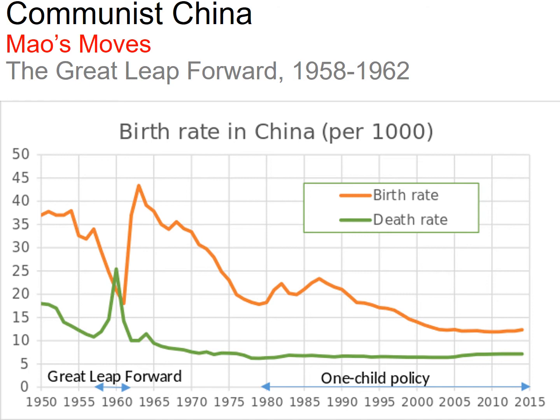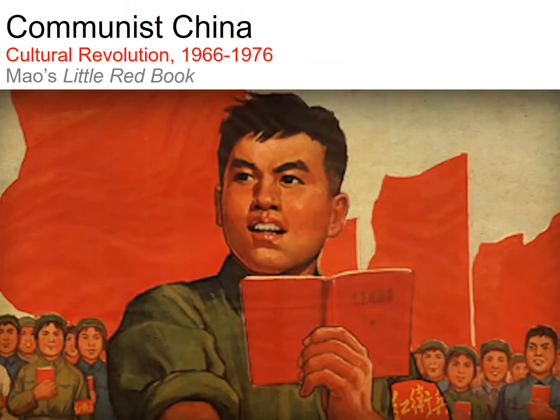As you can see on this graph, the birth rate in China plummets precipitously, and the death rate climbs drastically in the Great Leap Forward. This is not a good thing for Mao. In the early 1960s, Mao is actually essentially sidelined. He's in semi-seclusion. But in the early 60s, he hatches a plan to purify the party.